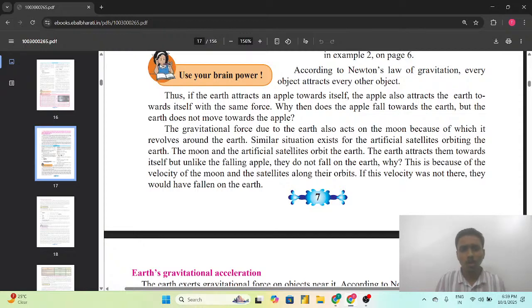So the moon and the artificial satellites orbit the earth. The earth attracts them towards itself, but unlike the falling apple, they do not fall on the earth. Why? यानी जैसे मून अर्थ को रिवॉल्व कर रहा है, उसी की तरह ये जो सारे आर्टिफिशियल सैटेलाइट्स हैं वो भी अर्थ के अराउंड रिवॉल्व कर रहे हैं. लेकिन व्हाई द आर्टिफिशियल सैटेलाइट्स डू नॉट फॉल ऑन द सरफेस ऑफ द अर्थ, जैसे एप्पल गिरता है? This is because of the velocity of the moon and the satellite along their orbit.